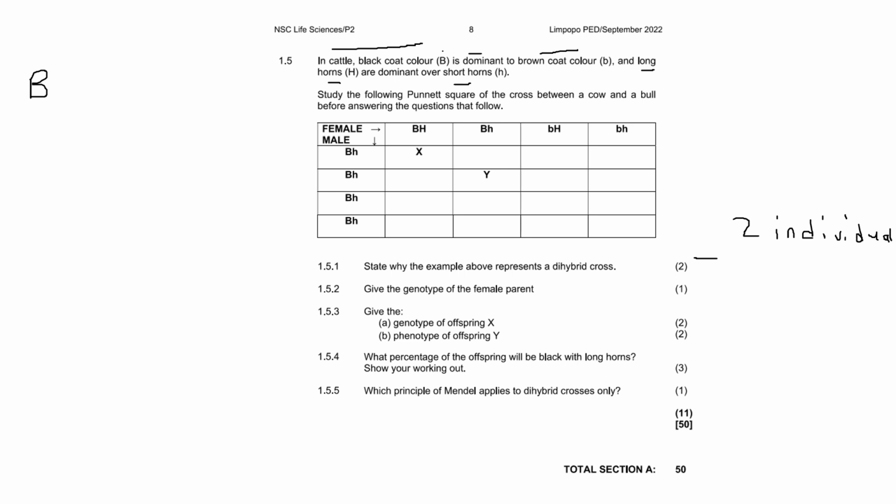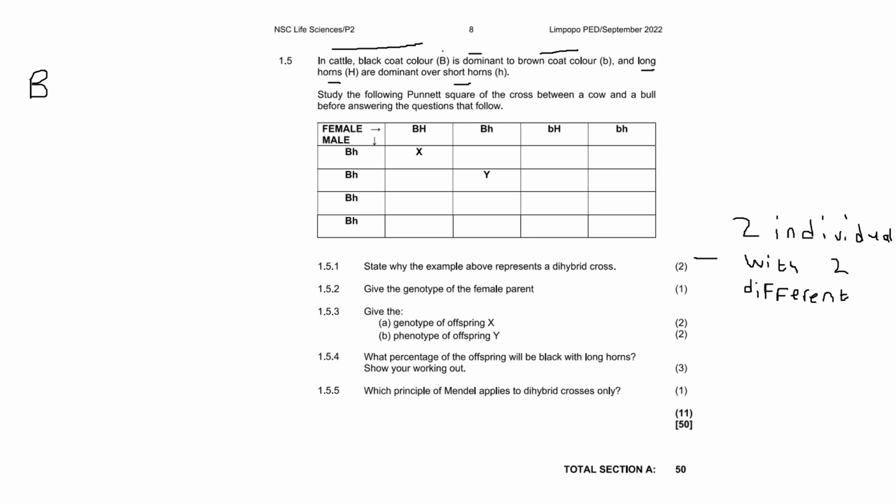And then they've got two traits, two individuals with two different traits. That is why we call it dihybrid crossing, because we're crossing two individuals with two different traits. Here we know the traits will be coat color and also horns. So the two different traits in this example are coat color and horns.